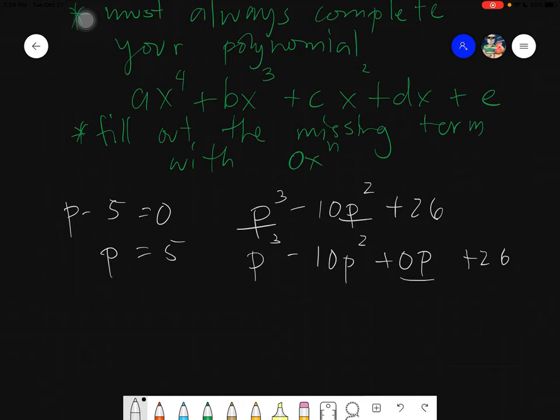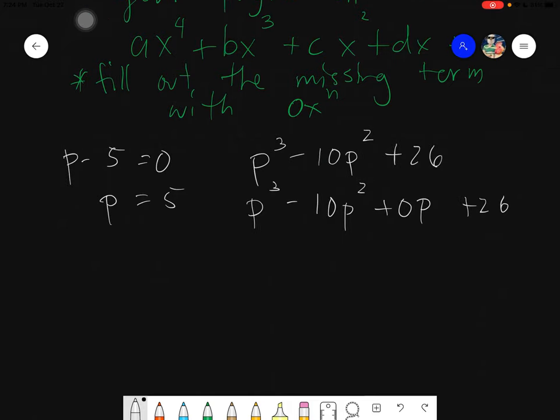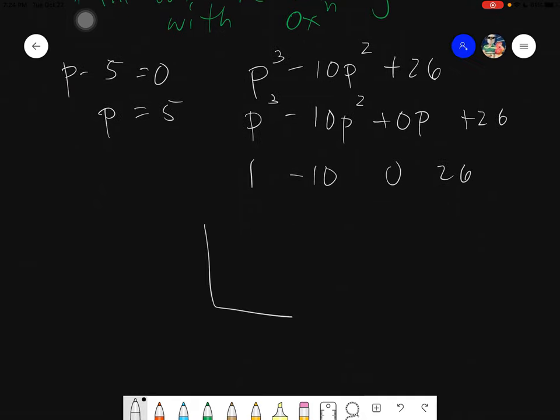Remember, kulang siya ng p. Kasi we have p cubed, p squared, walang p. Therefore, you will add 0p. Okay, plus 26 yung dulo natin. Okay, so taking the numerical coefficients, this would be 1, negative 10, 0, and 26. Okay po. So now we have our necessary things. We just need to place it doon sa ating synthetic division, na it's not necessarily a symbol, pero yung method natin. Okay, so we have 5 here. We have 1, negative 10, 0, and 26. So just like po yung division algorithm, this one is, I would say, an algorithm because it's a repeated process, okay?